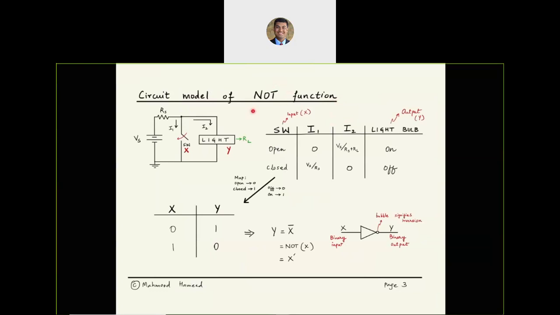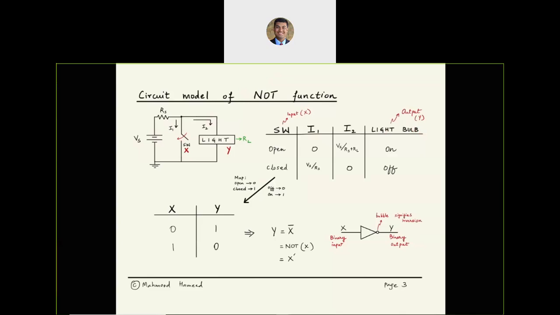All right, let's move on to the next logic function. We have a NOT gate. So hopefully this goes a little bit faster. We have changed the location of the switch from before. We have placed a resistor RS. Light remains as is. We still have the DC voltage source, and we have a table over here that monitors the state of switch, I1, which is the current through the switch, I2, which is the current through light, and the state of the light bulb.